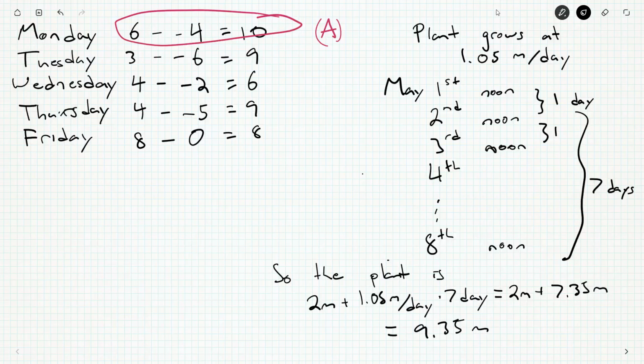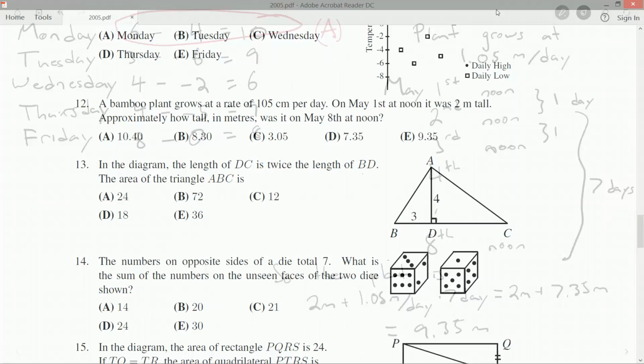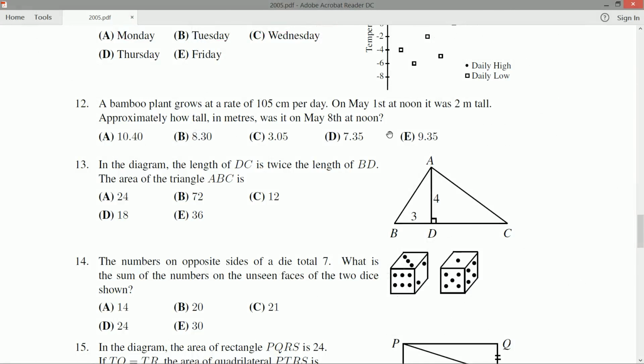Let's double check, is that one of the possible answers? So, you'll notice that the answer we got is there at the end. 7.35 is something you could have gotten if you forgot to add on the fact that the plant starts 2 meters tall. You'd be correct with 7.35 if the plant started from a seed, if it was 0 meters tall, but it had already grown a bit before we started our calculation.